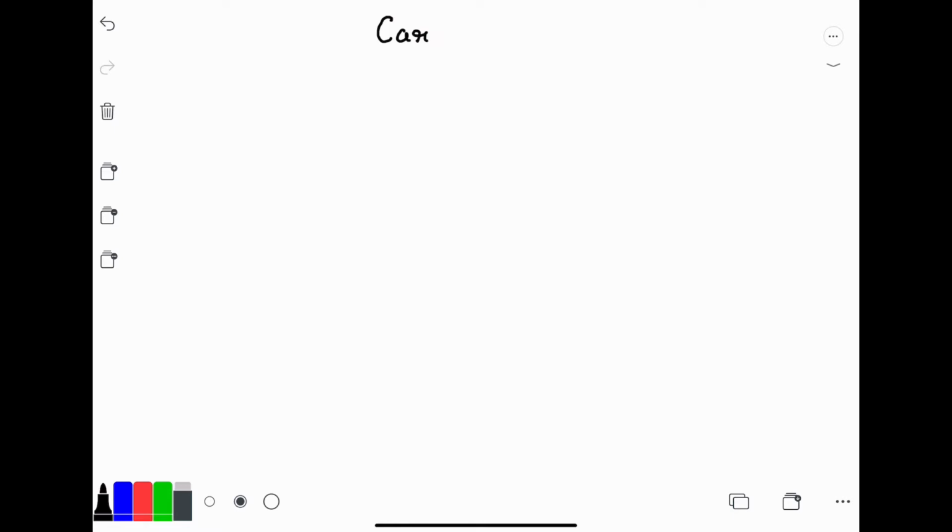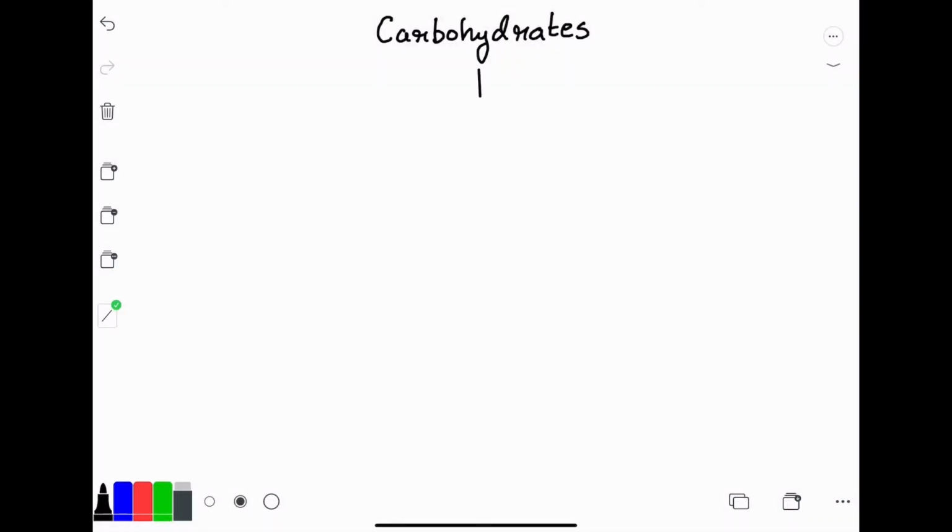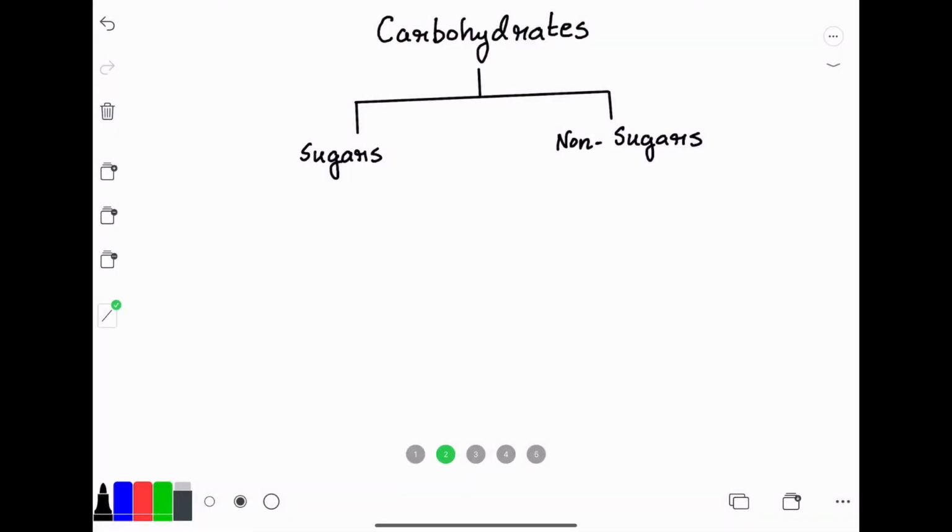First thing we have to know about is carbohydrate classification. Carbohydrates are basically classified into two main categories. One is sugars, sweet to taste, and another is non-sugars. Non-sugars are usually insoluble in water. Now sugars are further classified into two types mainly.